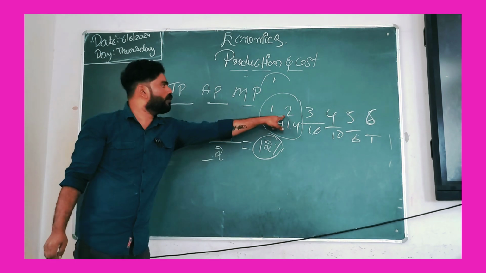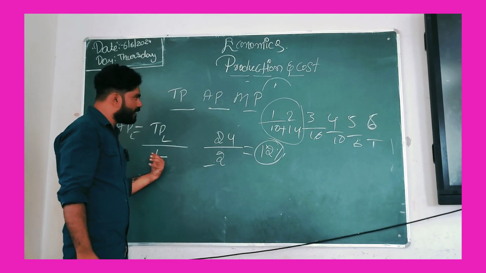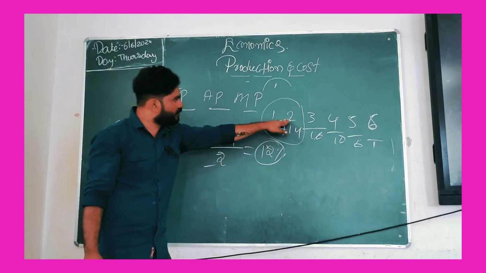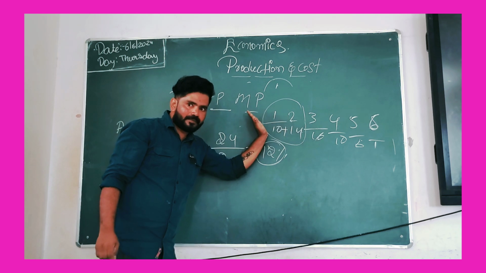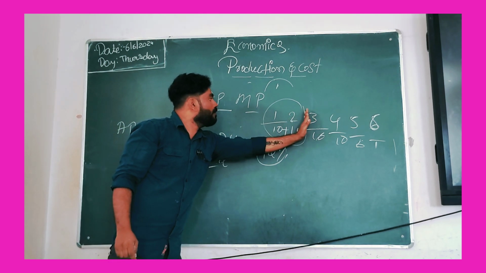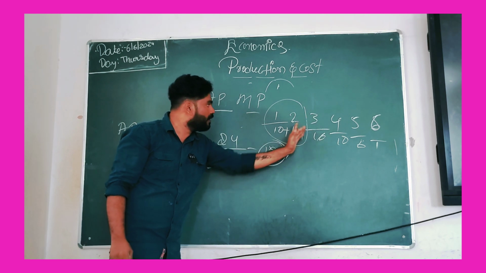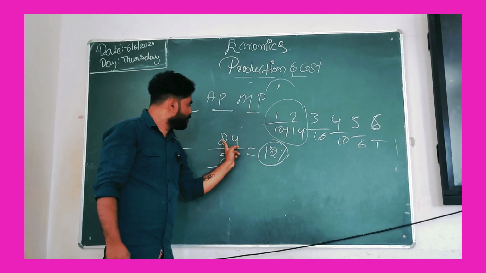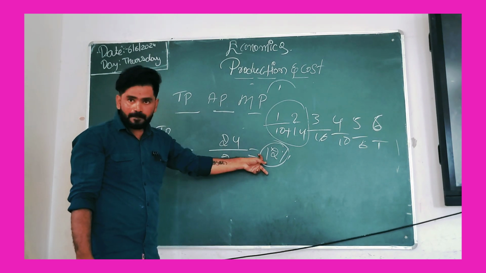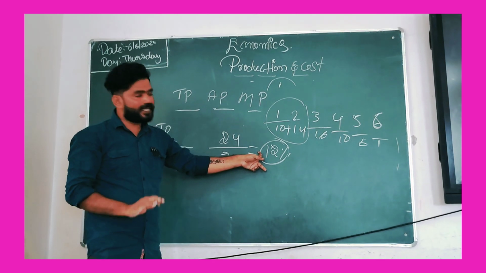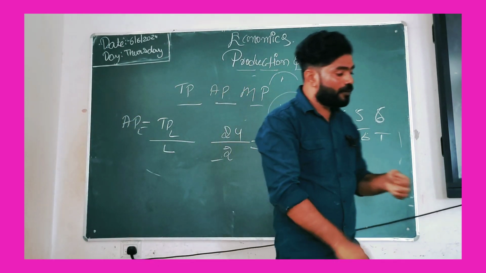We take 2 units of labor, formula L, where L means labor, and go back to see how much output they produce using 2 units of labor. 10 plus 14 is 24, divided by 2 is equal to 12. It is an average product. It is an average production.